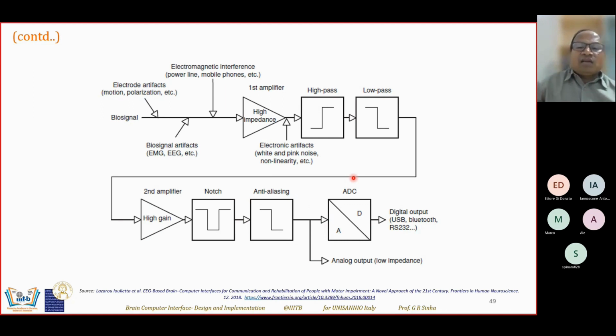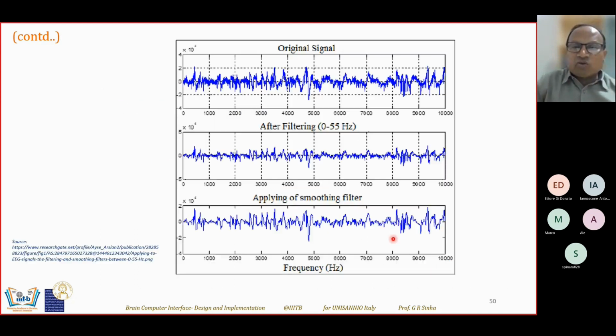And then the ADC signal can be given to a computer device using any interface, maybe USB interface, Bluetooth interface, that is a wireless interface, or RS-232. You can connect a serial to parallel converter cable, RS-232, and you can feed your analog to digital data to the computer. Or you can directly analyze the analog output in case of a low impedance signal. That is also allowed. So this is one example of how filtering is needed.